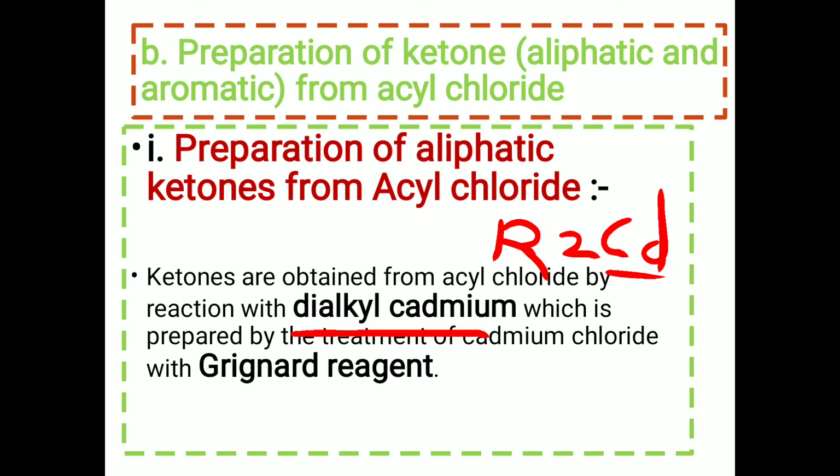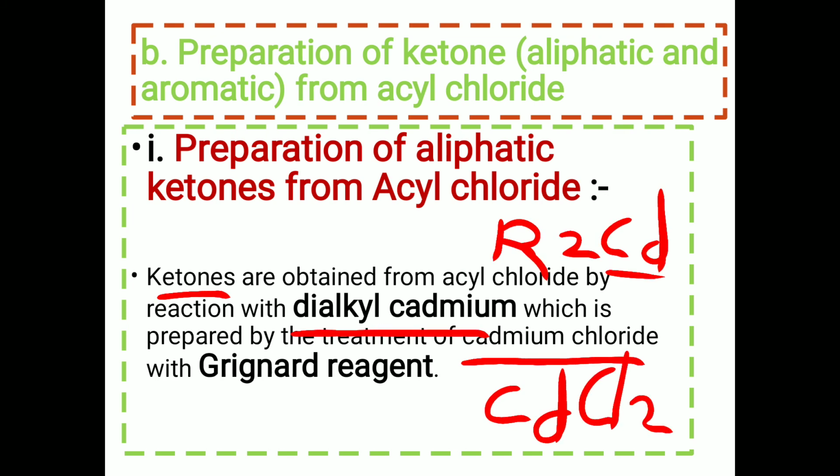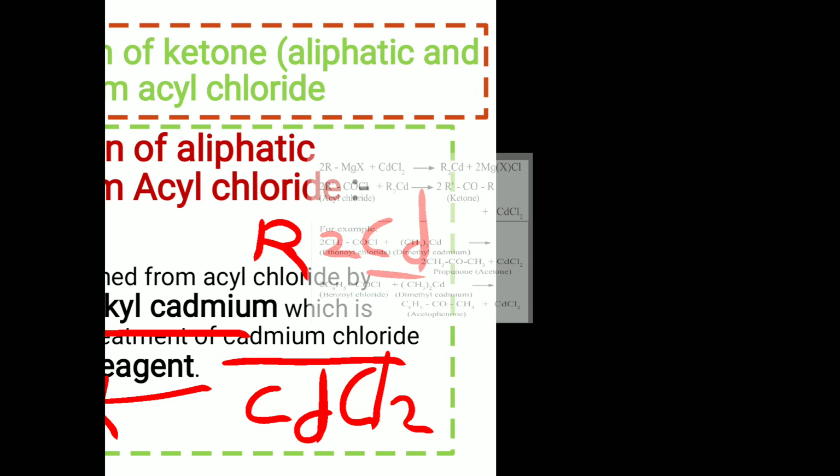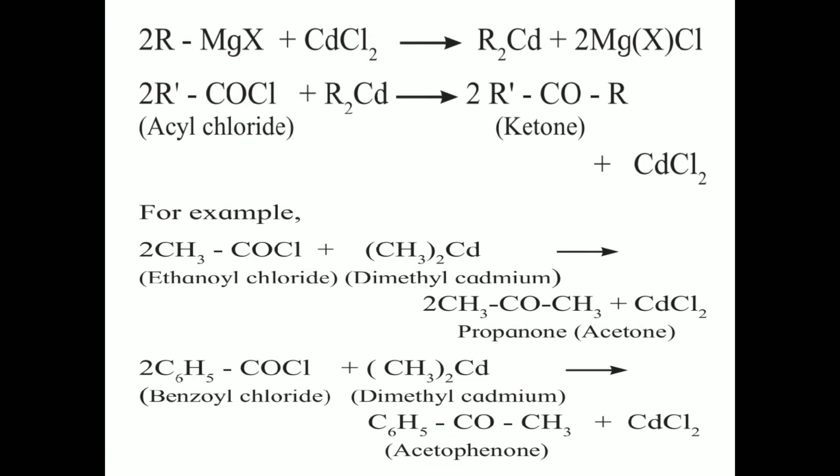For cadmium we use the symbol Cd, and for dialkyl, meaning 2 alkyl groups, we use R2. The aliphatic ketones are obtained from the acyl chloride, that means RCOCl, by reaction with dialkyl cadmium, that is R2Cd, which is prepared by treating cadmium chloride, that means CdCl2, with the Grignard reagent. As we already know, Grignard reagents are compounds which contain RMgX.